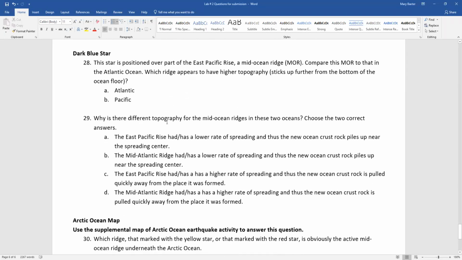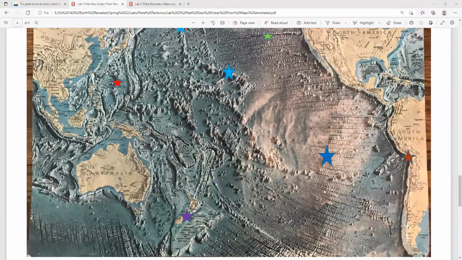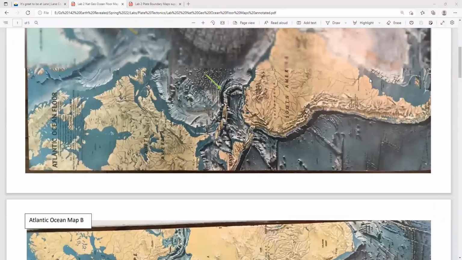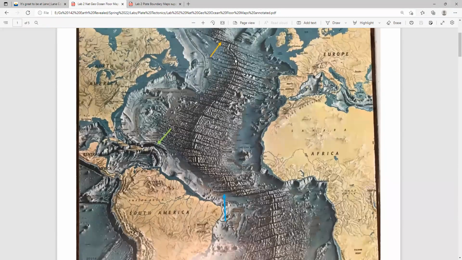Dark blue star. This star is positioned over part of the East Pacific Rise, which is a mid-ocean ridge. It's just that it's not very tall, so that's why they call it a rise. Compare this MOR to that in the Atlantic Ocean. Which ridge appears to have higher topography, meaning it sticks up further from the bottom of the ocean floor? Well, okay, here's the rise. And then we go up to the Atlantic. And there's the mid-ocean ridge in the Atlantic.